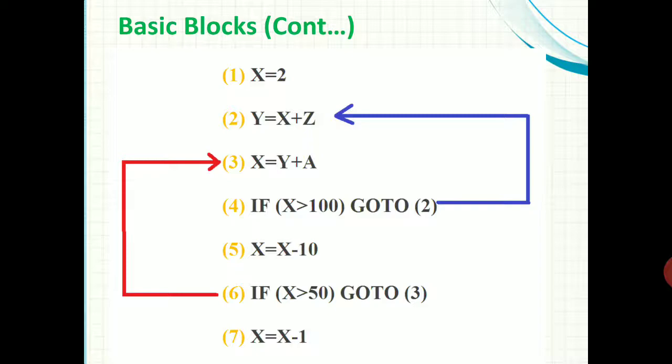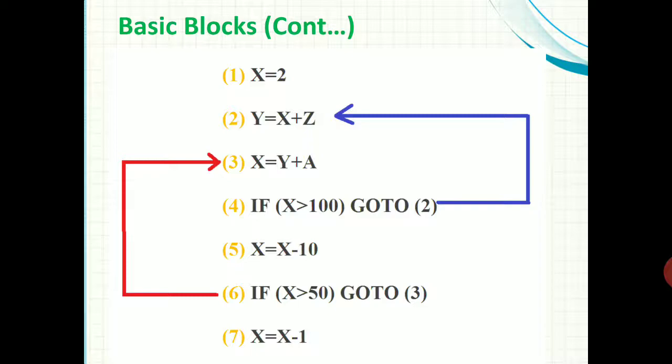Then coming to 3 and 4, we can combine them, because there is no need to split the third and fourth instructions into different blocks, because the fourth instruction is not a target of any conditional or unconditional jump statement. We can conclude that if a particular instruction is the target of a conditional or unconditional jump, then it will be the first instruction of a basic block.